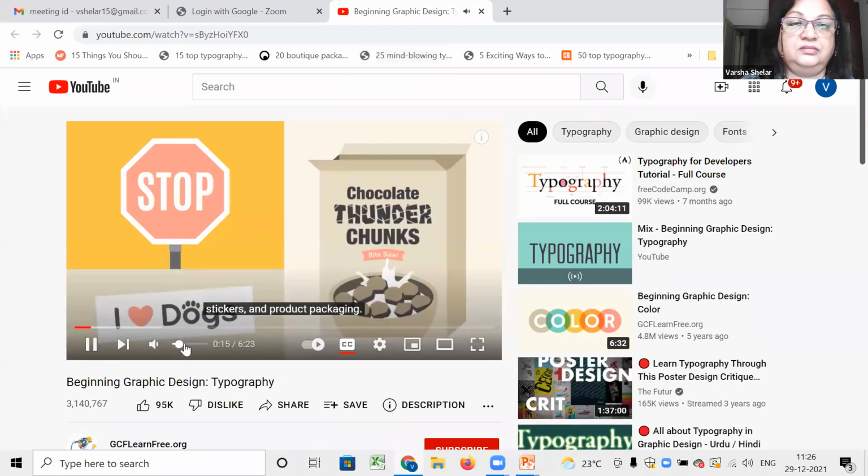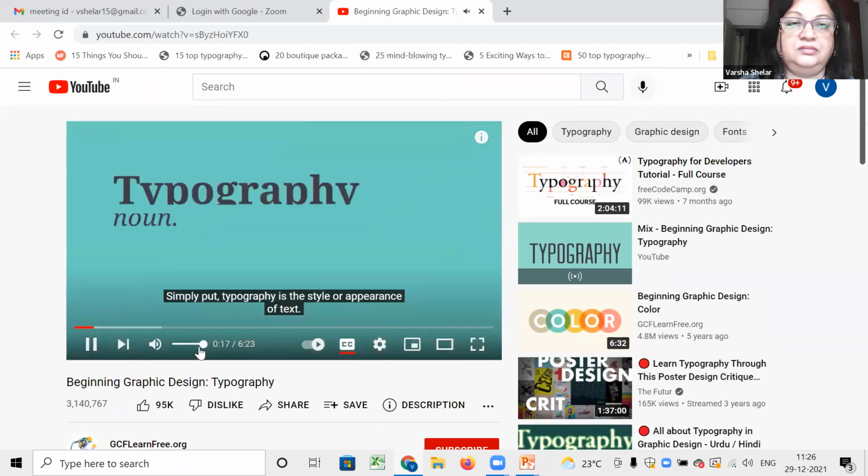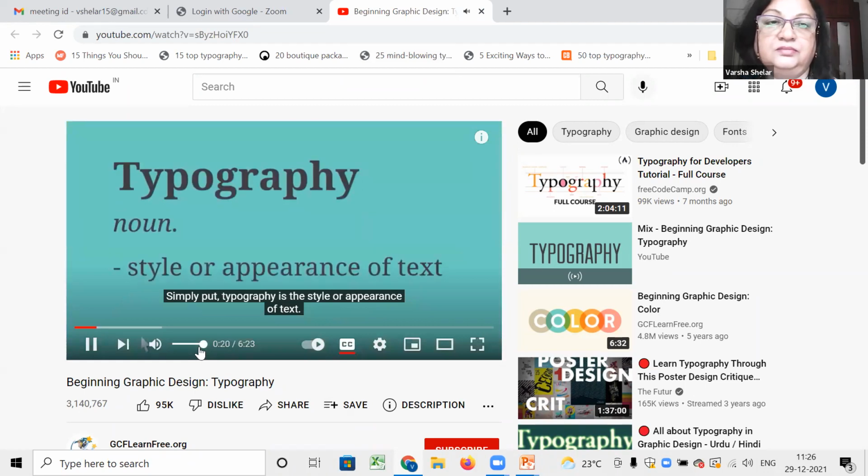Typography. It's everywhere: in the books we read, on the websites we visit, even in everyday life, and product packaging. Simply put, typography is the style or appearance of text.